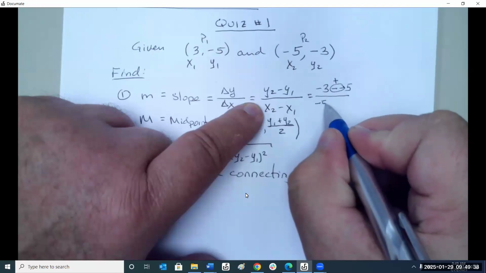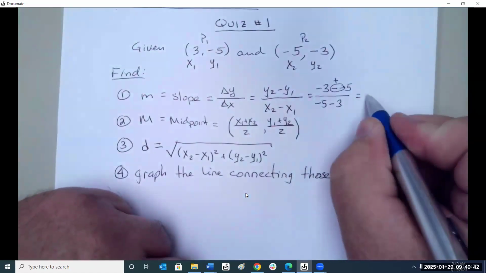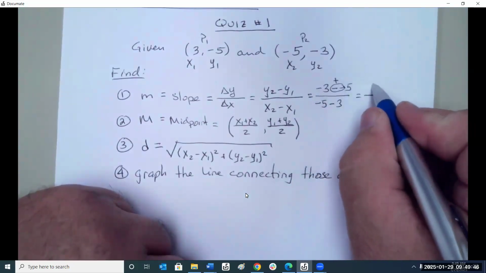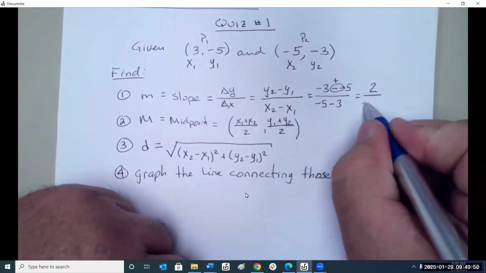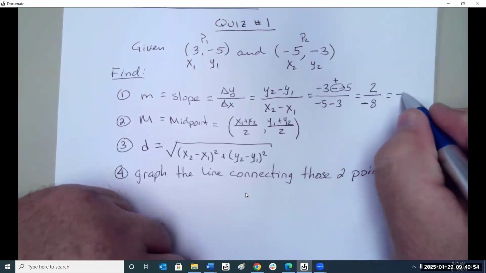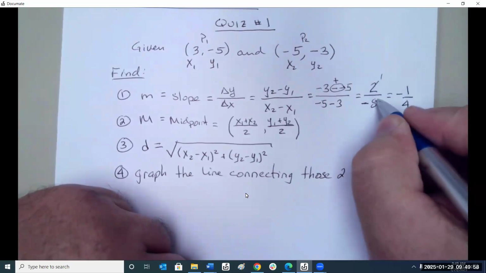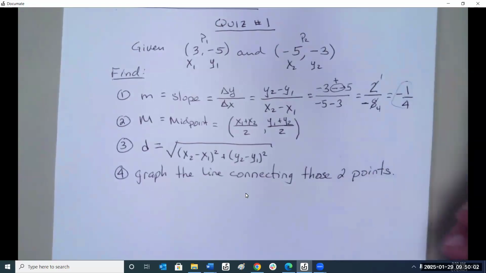X2 minus x1. So -3 plus 5, positive. 5 minus 3 is 2. They're both negative, so the answer is negative. 5 plus 3 is 8. So the answer is -1/4, because 2 goes into 2 once, 2 goes into 8 4 times. So that's your slope.